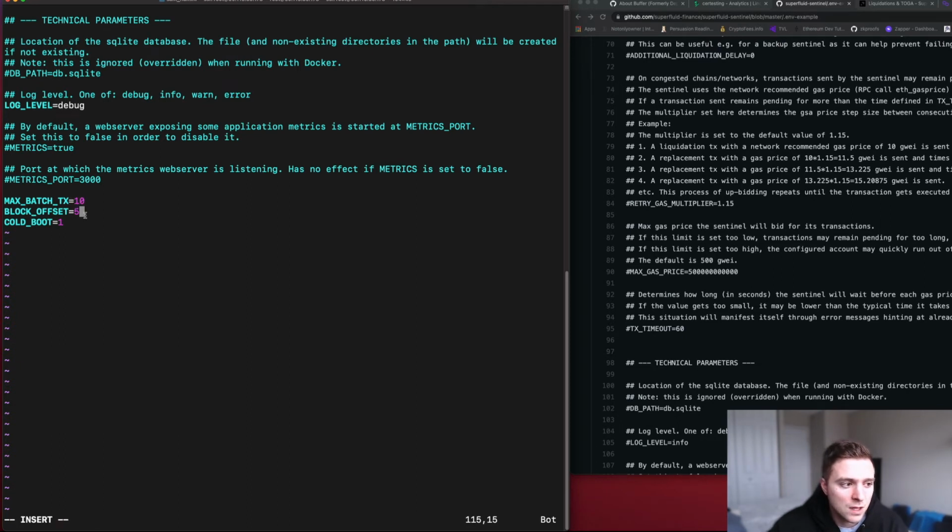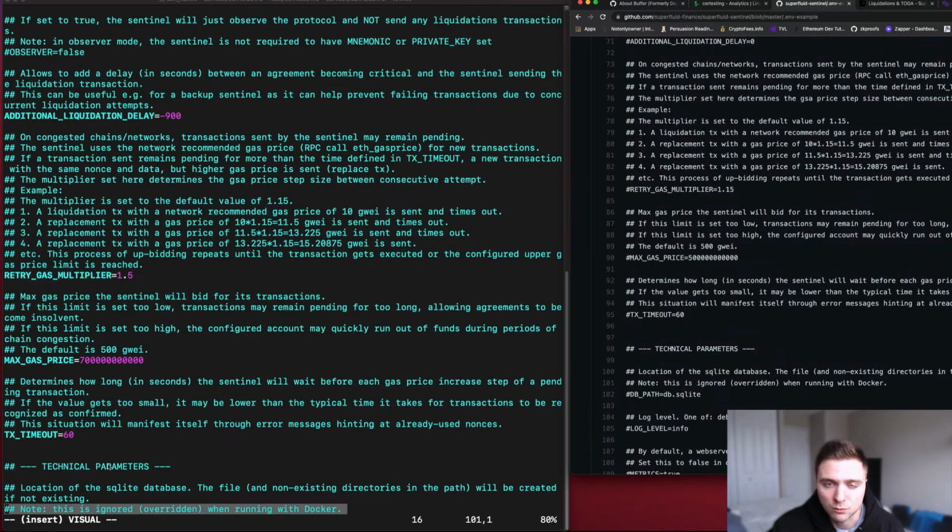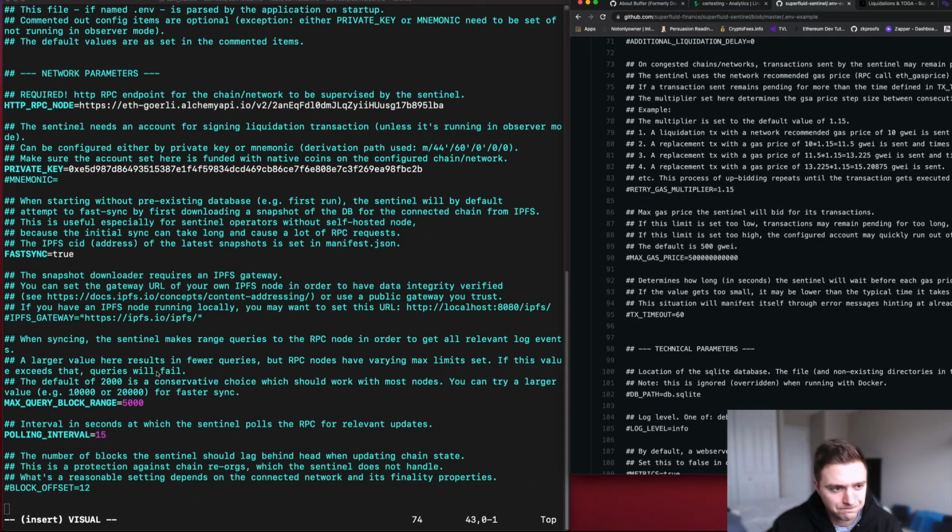And then block offset and cold boot. I'm not going to worry about these for now. These aren't even really set in this section, but these are kind of some more advanced stuff.